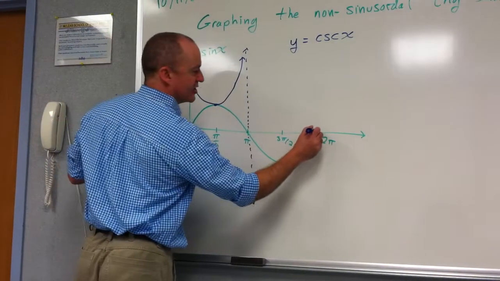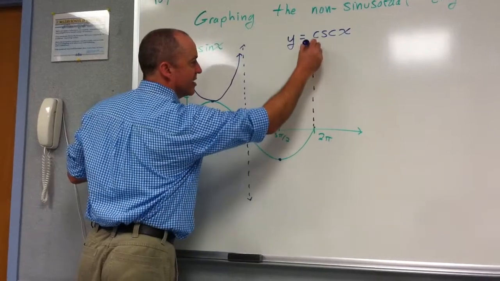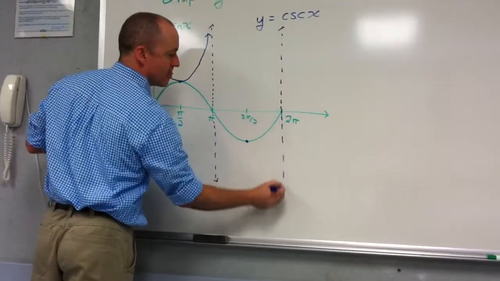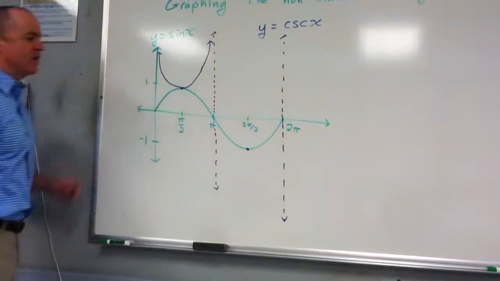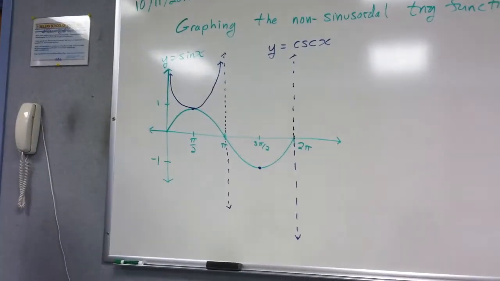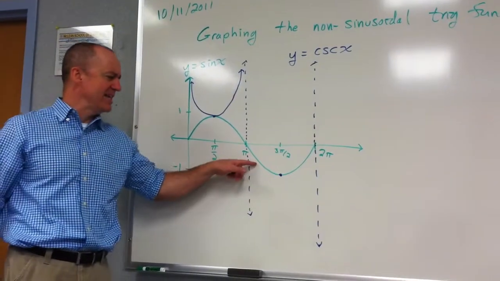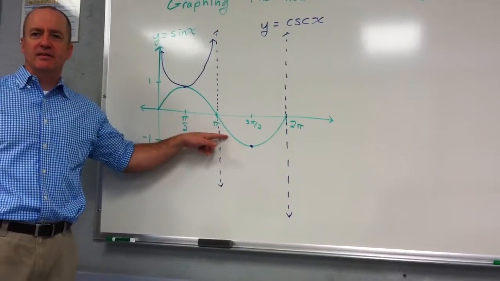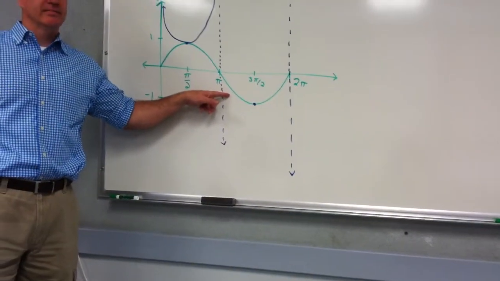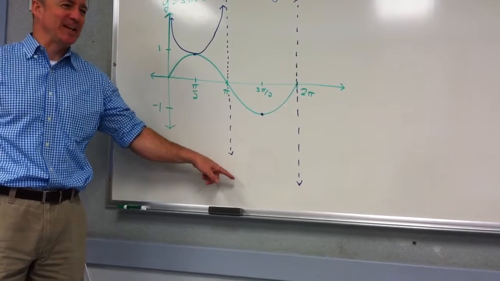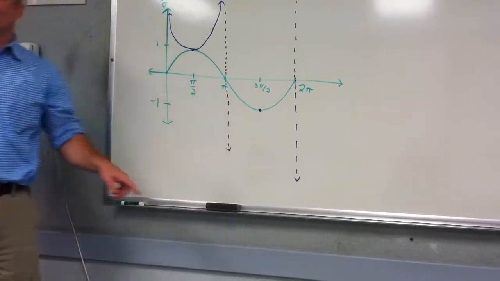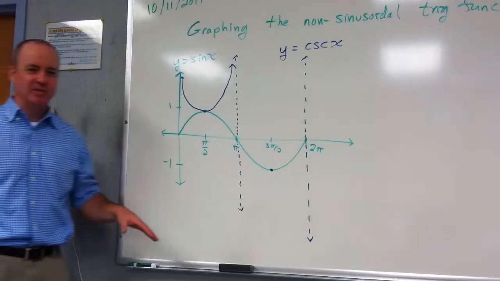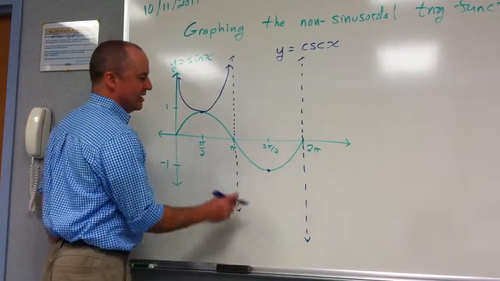2 pi is another 0, so I'm going to draw another dotted line. And now, what happens when you take the reciprocal of a negative fraction? It becomes negative. It goes down. It's the simplest way to say it. You get a negative number with a larger absolute value is probably the correct math way to say it.